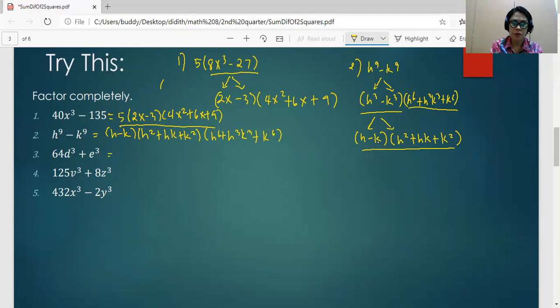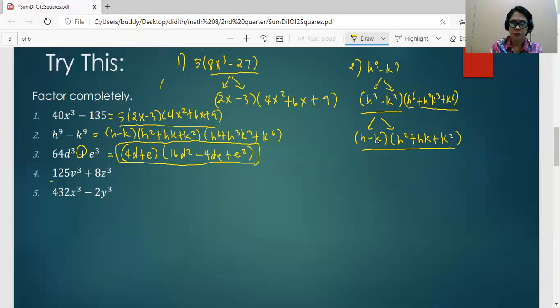Now for number 3, both terms are perfect cube expressions. So the first binomial factor will be the cube root of both terms, separated by a plus sign. The cube root of 64d cubed is 4d, while the cube root of e cubed is e. And then we'll square 4d, so we have 16d squared. Product of 4d and e times negative 1, so minus 4de. And the square of e. So these are the final factors since, as you can see, each of the factors is no longer factorable.